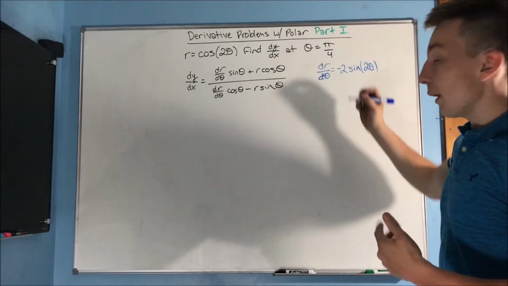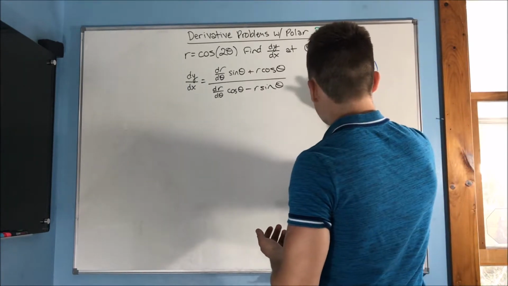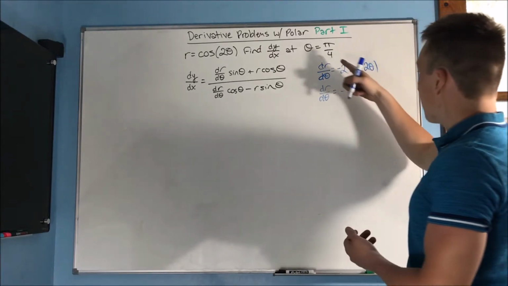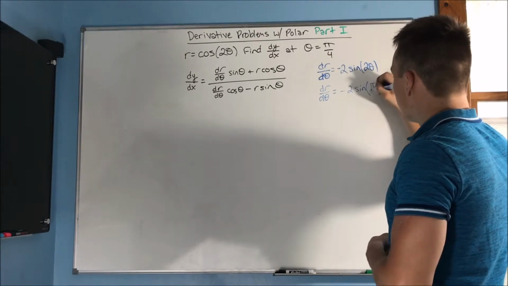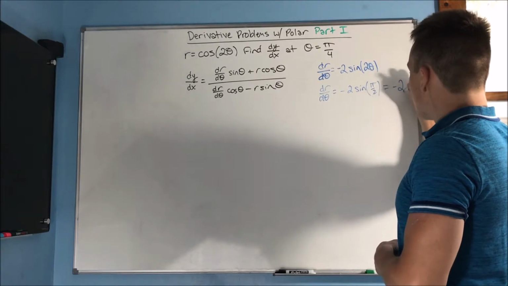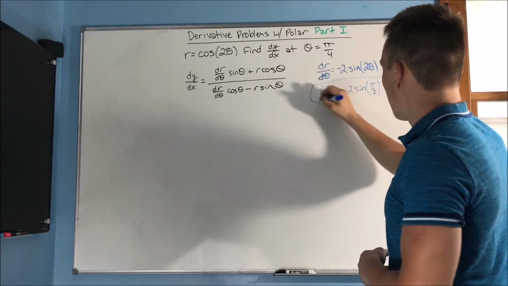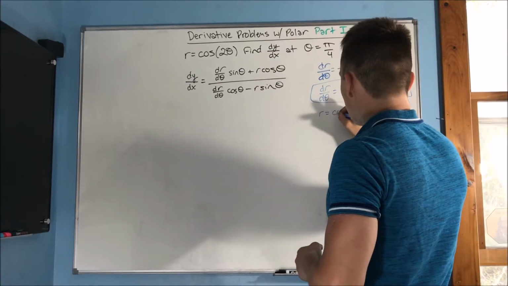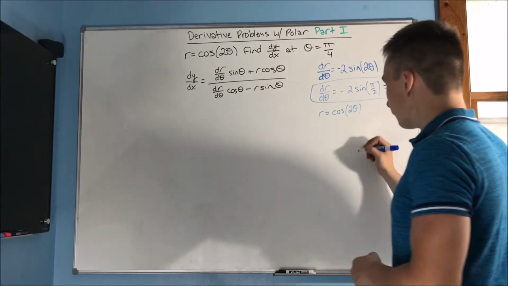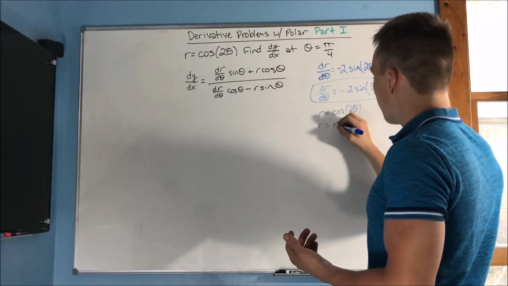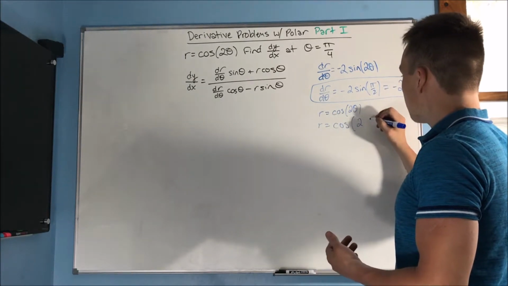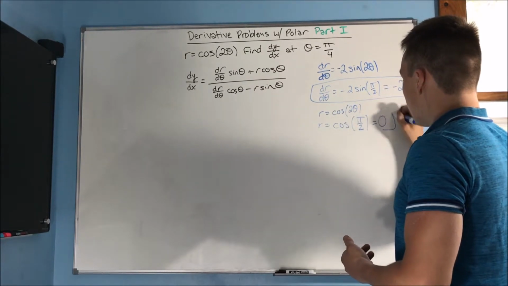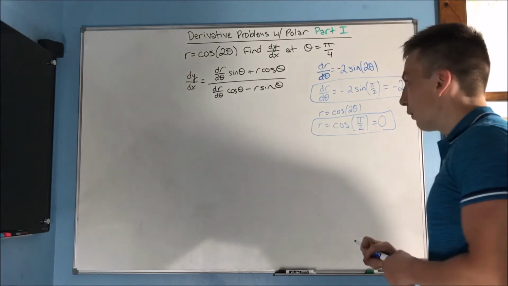Okay? When we plug in pi over 4, we'll get that dr d theta equals negative 2 sine of 2 times pi over 4. That's going to be pi over 2. So, dr d theta will be equal to negative 2. Cool. What about r? Well, r equals cosine of 2 theta, which means that r will equal the cosine of 2 times pi over 4, which will be pi over 2, which is 0. So r will equal 0.